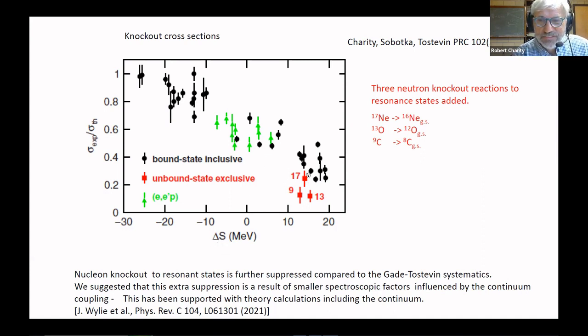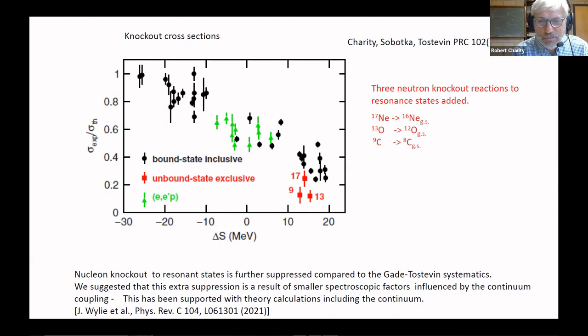So what I put in here in these red points are exclusive now. So these are neutron knockouts to resonance states, to the ground states. So to neon 16, oxygen 12, carbon 8. So that's these guys. And you see they don't seem to fall on the systematics. They seem to fall below.